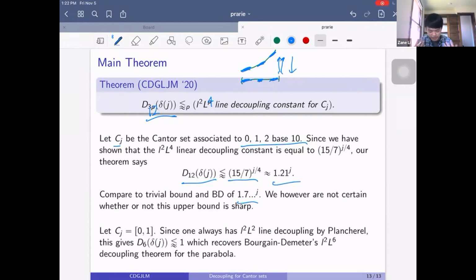We're basically using the sparsity. Furthermore, if you restrict to the case where we have the trivial Cantor set, this is actually a generalization of the Bourgain-Demeter decoupling theorem, mostly because they resort to using basically Plancherel, so p equals 2. If p equals 2 here, then we get 6 here, and then we recover the regular Bourgain-Demeter parabola decoupling theorem. And that's all I have.